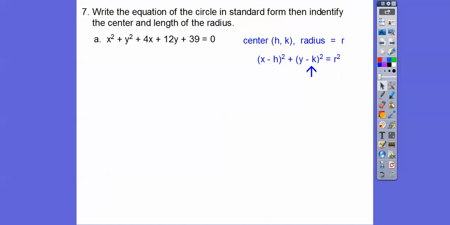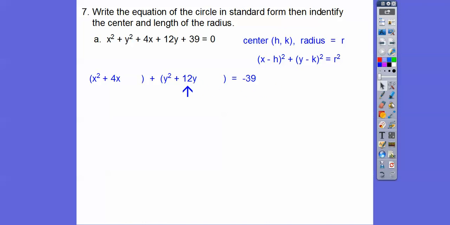So what we have to do is complete the square with the x's. We'll group the x's together and group the y's together, and throw this 39 over on this side. Now this is where we do half of this number. Half of 4 is 2, 2 squared is 4. So we're going to add a 4 here, and to balance out this equation, we'll add a 4 over here.